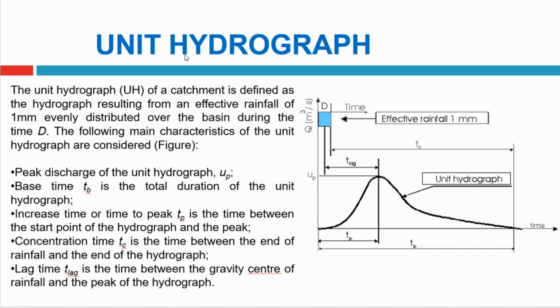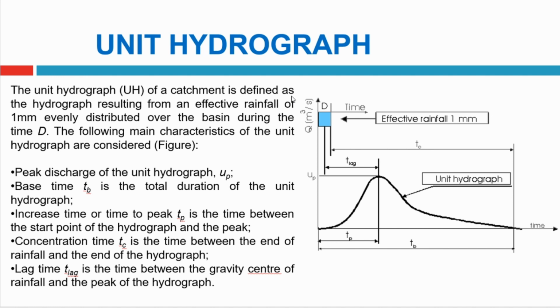Okay, so if the effective rainfall is equal to 1 mm, which is evenly distributed over the entire catchment area, whatever the ordinates, or the discharge, that you see in the stream is called a unit hydrograph. This is what a unit hydrograph is.